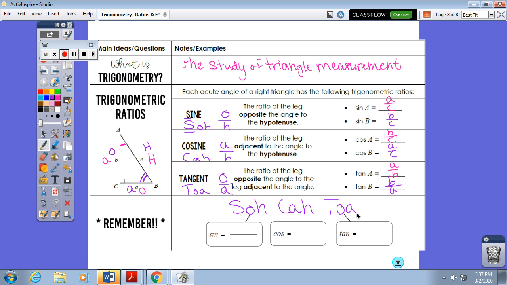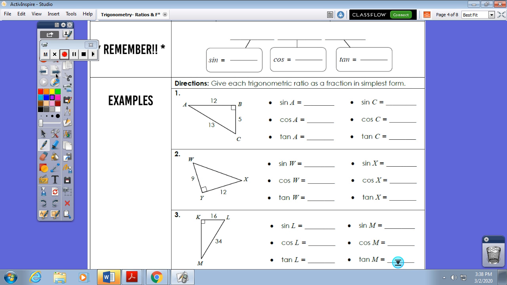Sine is opposite over hypotenuse. Cosine is adjacent over hypotenuse. And tangent is opposite over adjacent. So it's set up that way each time. Let's look at some examples here. I'll go ahead and fill this in again. You should already have it filled in.